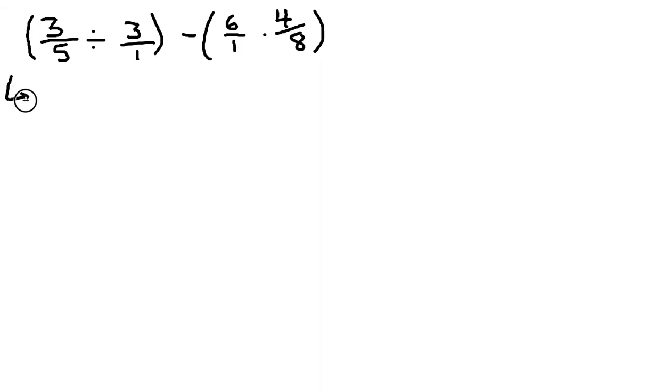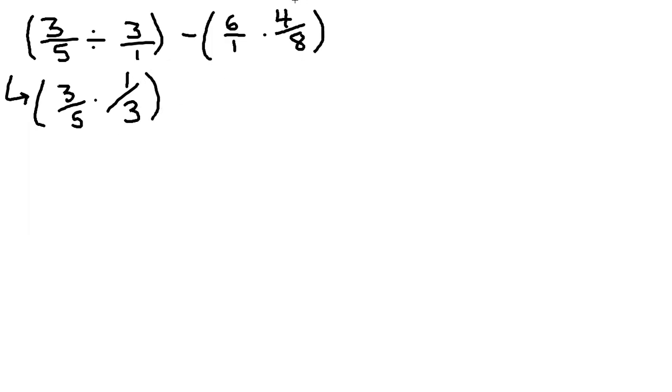The next step we want to do is take that fraction that we have for that 3 over 1. Remember that we're going to have to invert that, and that just means that we're flipping it. So we have 3 over 5, and we're going to multiply that times 1 over 3.